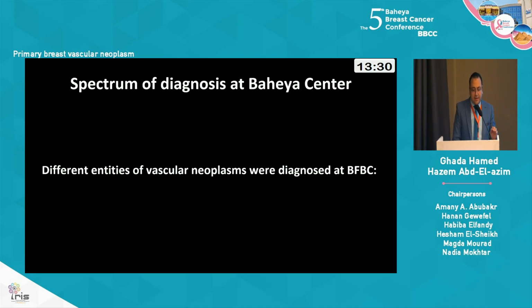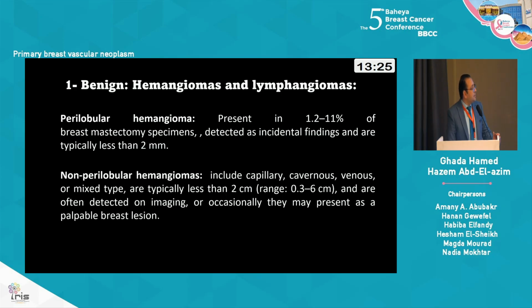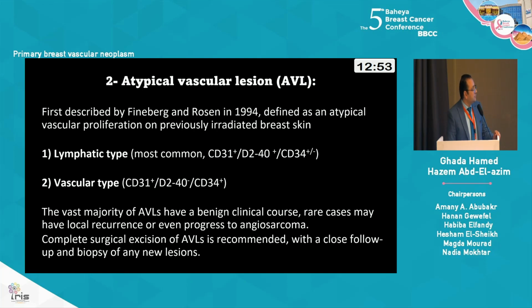Spectrum of diagnosis at Bahia Center. Different entities of vascular neoplasm were diagnosed at Bahia Center. We are starting here with benign hemangiomas and lymphangiomas. Two types of hemangiomas are encountered, perilobular hemangioma and non-perilobular hemangioma. Both entities are seen incidentally in the specimen of other associated malignancies, not excised by themselves, as they can be easily detected in the radiological settings, and they are less than 2 centimeters, so it's not worrisome for radiologists.